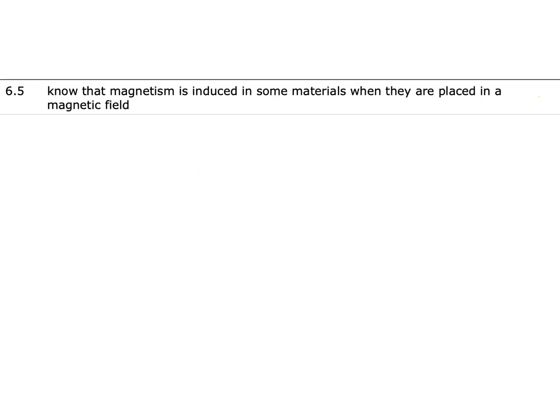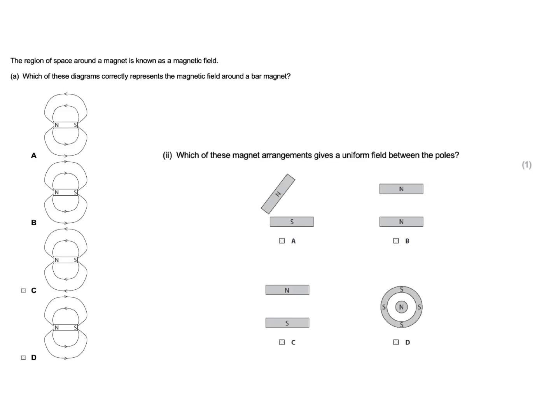And our last spec point today is to know that magnetism is induced in some materials when they are placed in a magnetic field, and that is simply stating that materials made of iron, nickel, cobalt, steel will become magnetic and will attract to magnets if placed in a magnetic field. So let's look at some questions to do with this topic.